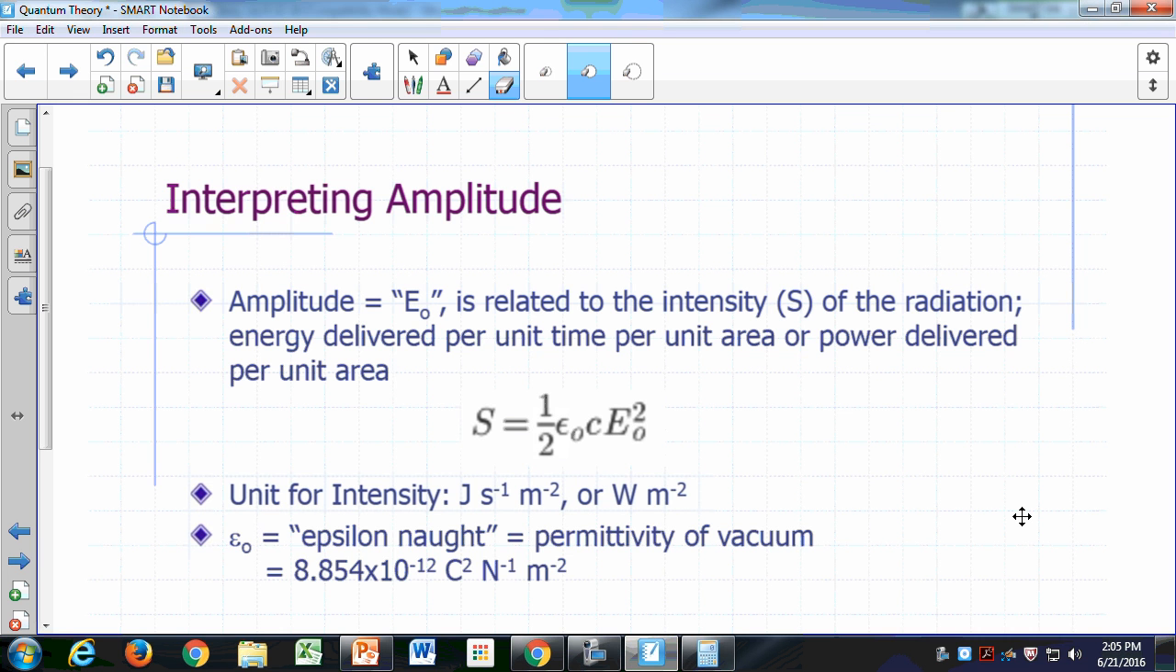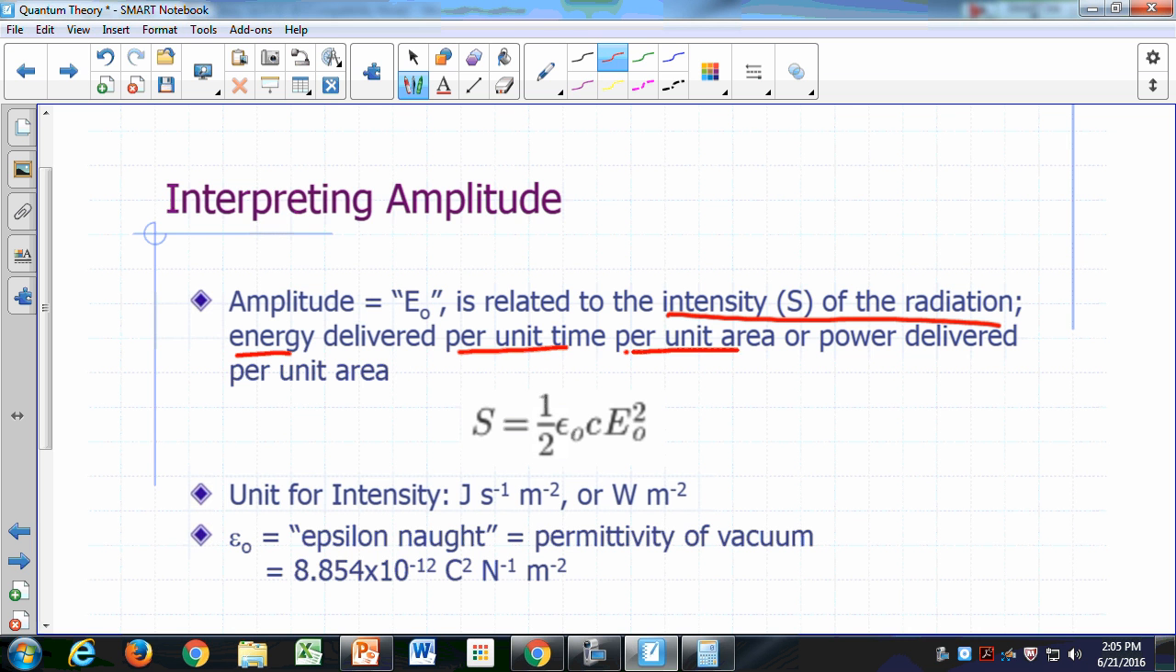The intensity of an electromagnetic wave is related to what we perceive as the intensity of the radiation, or the brightness of the radiation. The precise definition of intensity is the energy that's delivered per unit time per unit area. Now, energy per unit time is also known as power. So, intensity is power delivered per unit area.